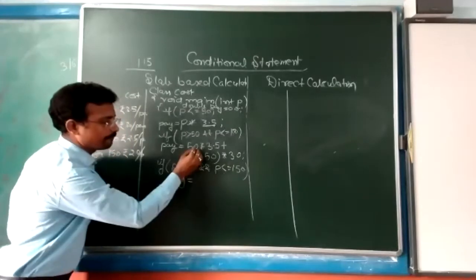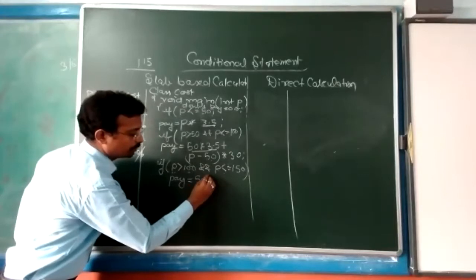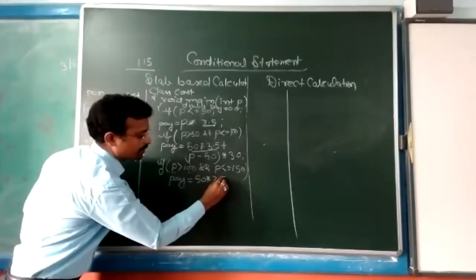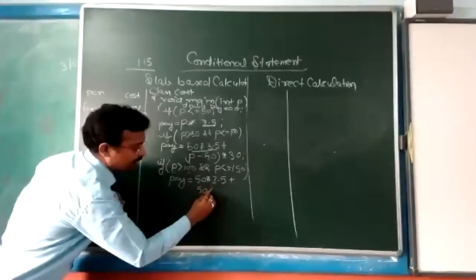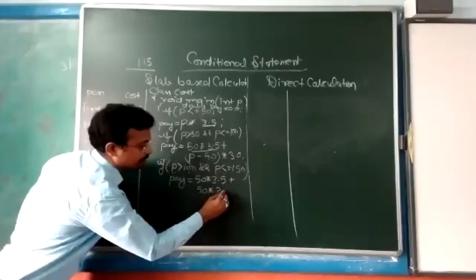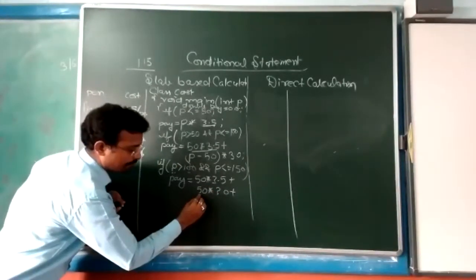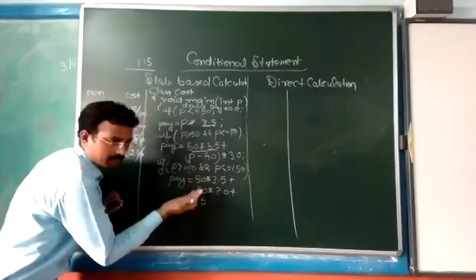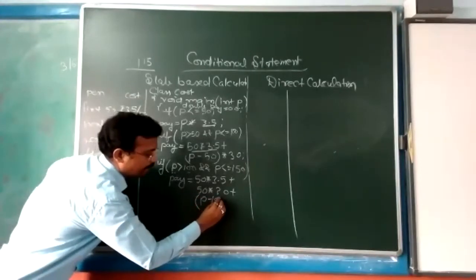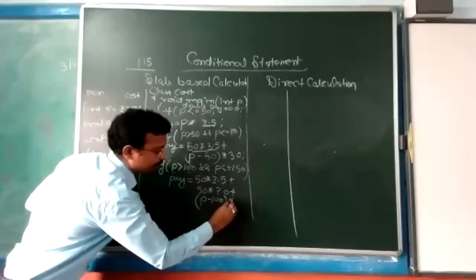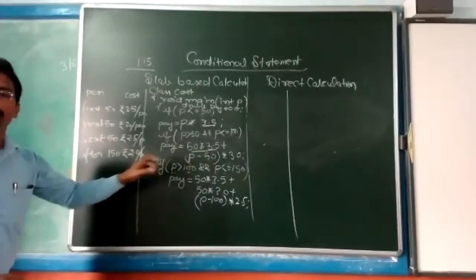equal to first 50, you will write it into 3 rupees 50 paise, plus second 50 into 3 rupees, plus third 50, that is what is left? 15. So 15 we will not get directly this way, we will get P minus 100 into 2.5. This way it is calculated.